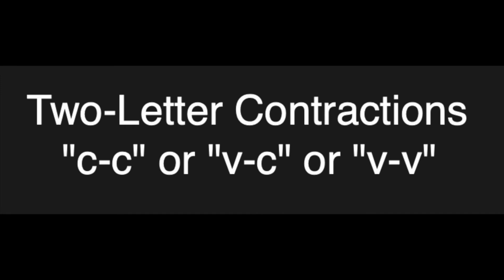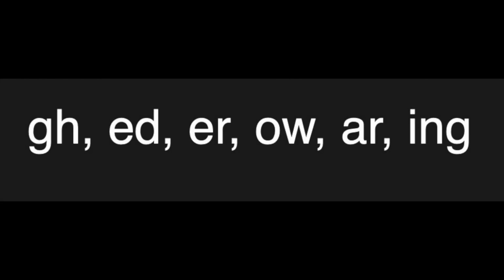The two letter combinations in the strong group signs can either be a consonant-consonant, a vowel-consonant, or a vowel-vowel. The remaining combinations that make up the rest of the group signs are GH, ED, ER, OW, AR, and ING.